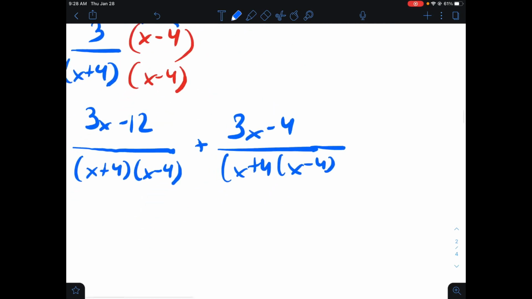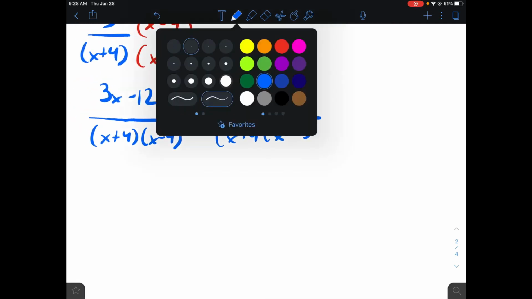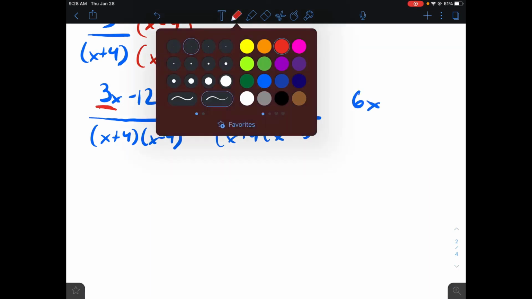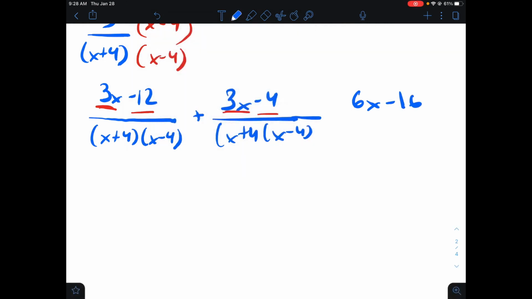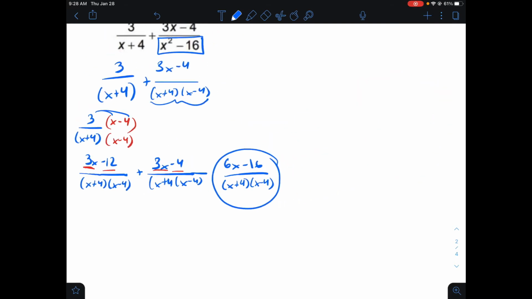So now, all you have to do is add the top, right? We've got our common denominator, so all you need to do is add the things in the numerator. So we can combine like terms. We get 3x, and 3x is going to give us a 6x. And then we've got a negative 12 and a negative 4, which is going to give us a negative 16. And that's going to be all over x plus 4 and x minus 4. And that is your solution to that one.